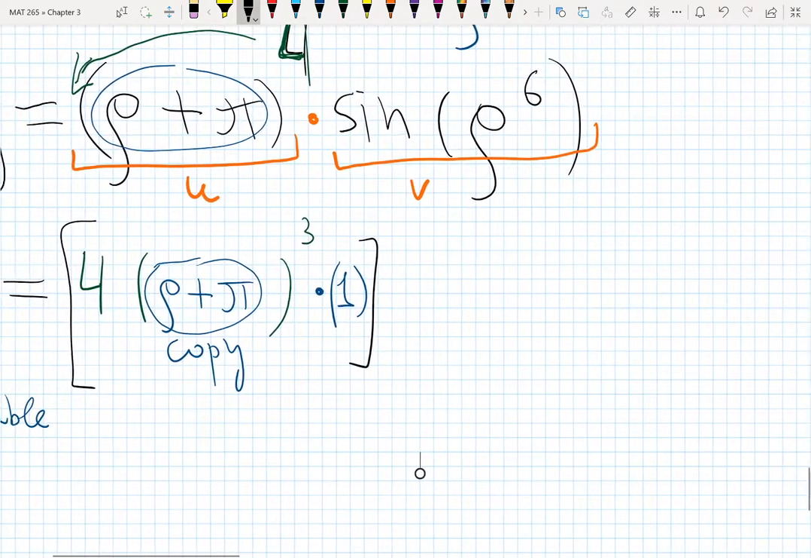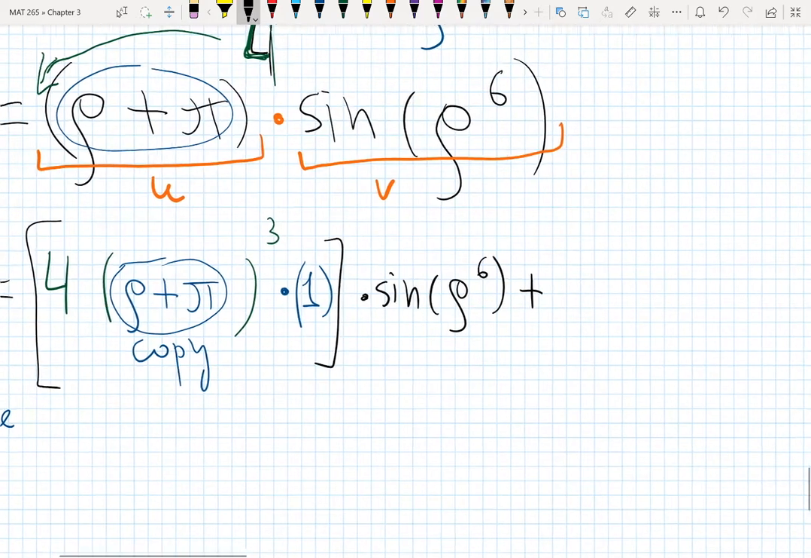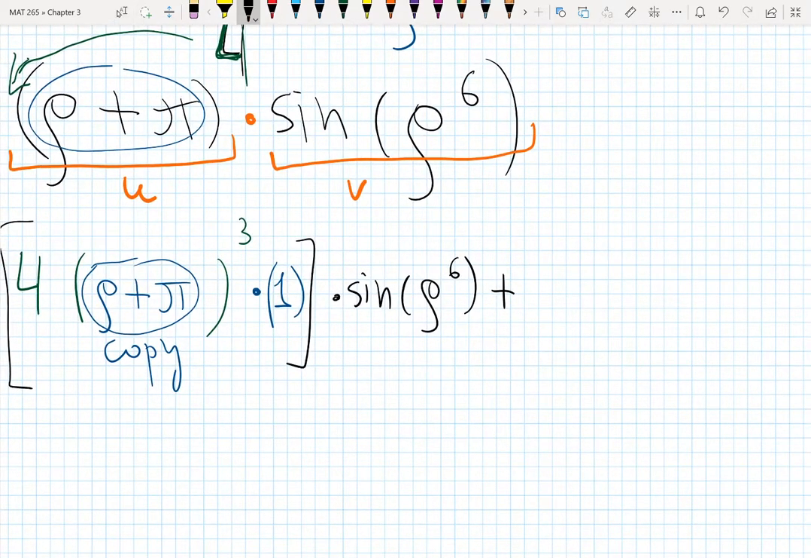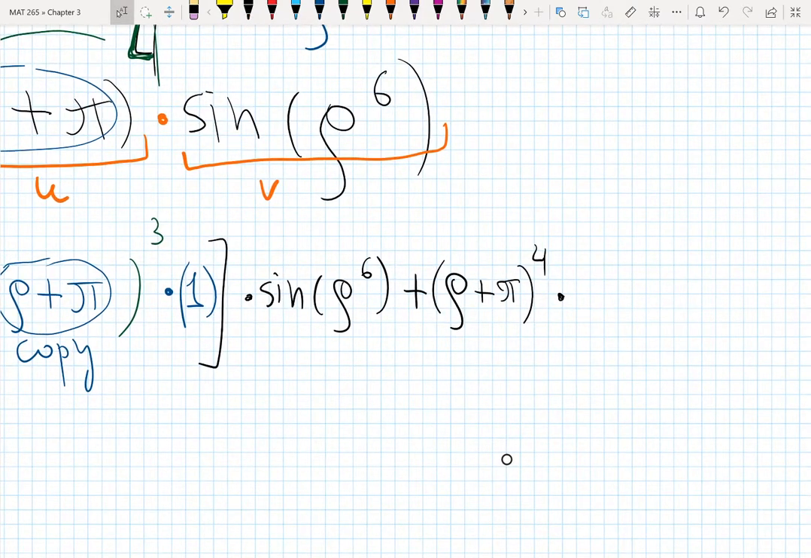Then product rule says copy v. So I'm copying sine rho to the 6 plus. Then product rule says copy u. So I'm copying rho plus pi to the 4 times. And now product rule says differentiate v, but v is sine with polynomial inside. So I'll have to use chain rule again. What should I differentiate first? Sine, which gives you cosine. Good job. Cosine of what?